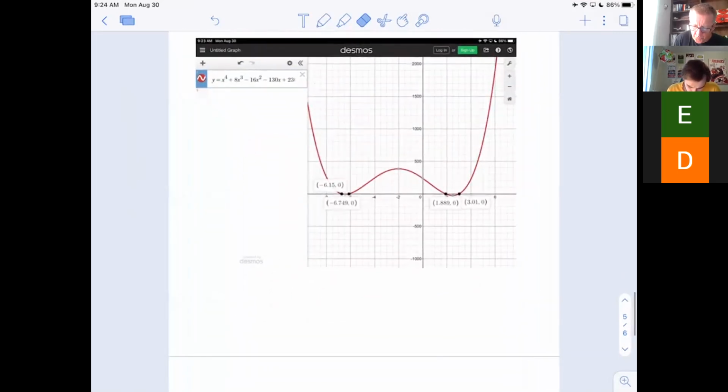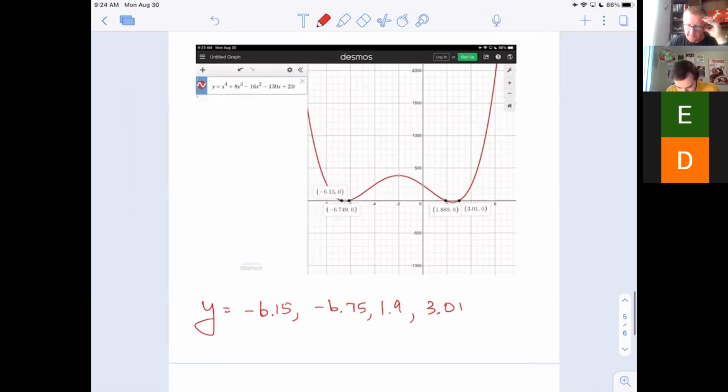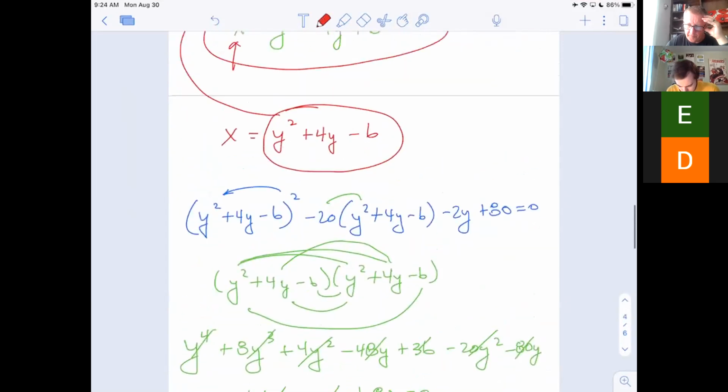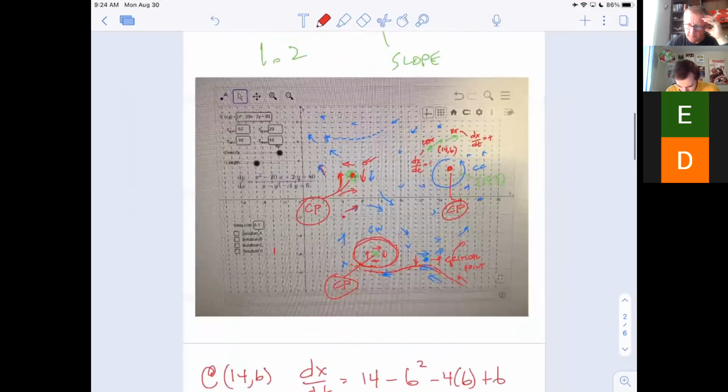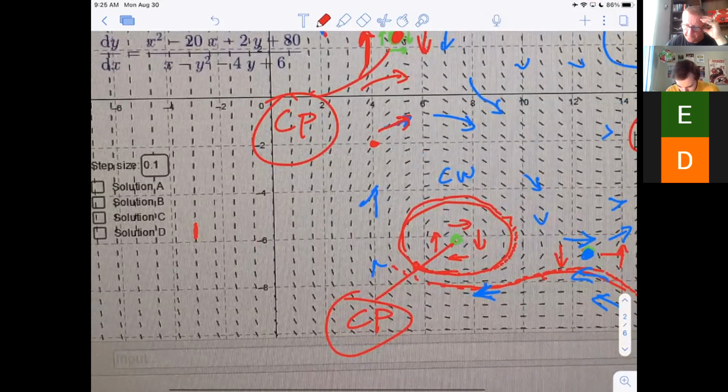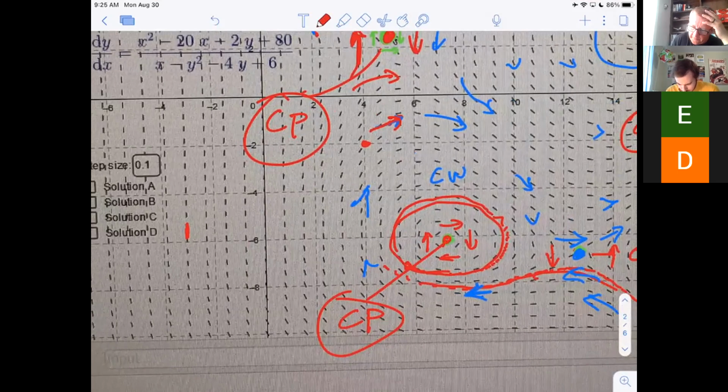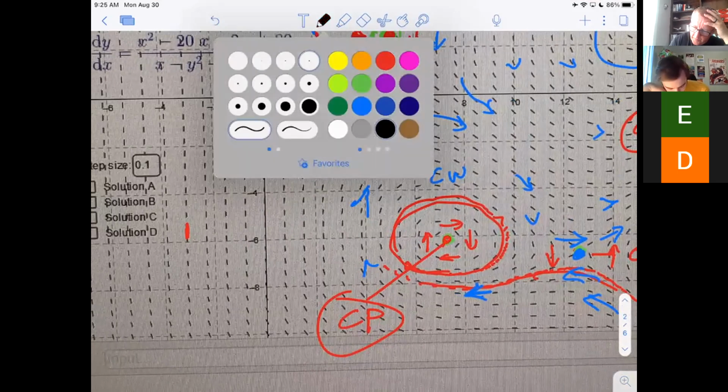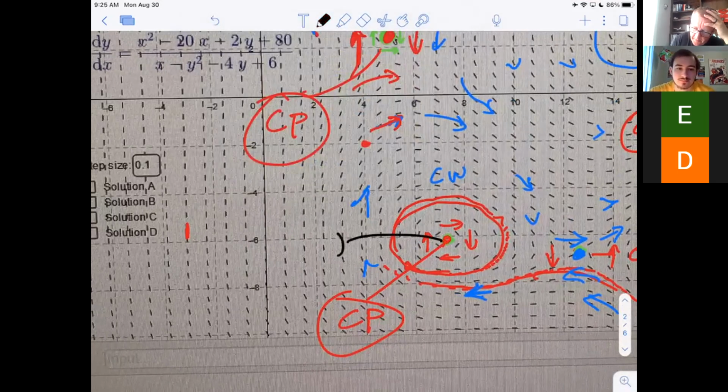So those are my y values. To put them in order, I guess, negative 6.15, negative 6.75. I guess they're not in order now. 1.9 approximately and 3.01. The question is, does that match the graph? Negative 6.15, negative 6.75. If I go back up here to our graphs. Yeah, doesn't that one right there? This is a good sign. Let's see, I need a new color. Black. Doesn't that one right there appear to have a y value of negative 6.15? Wasn't that one of them?